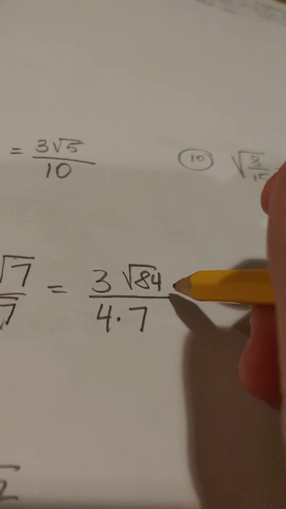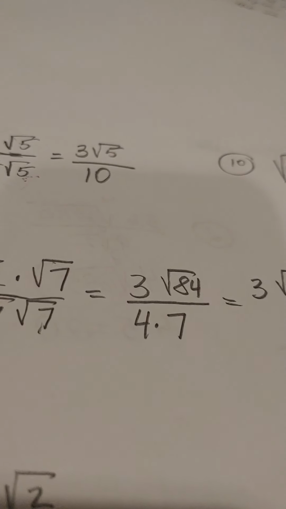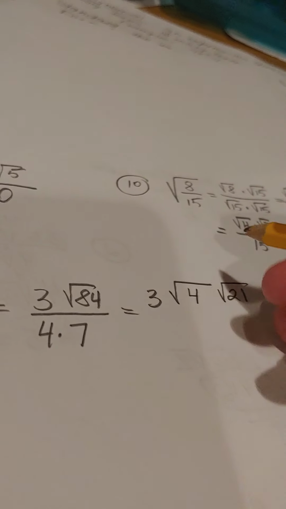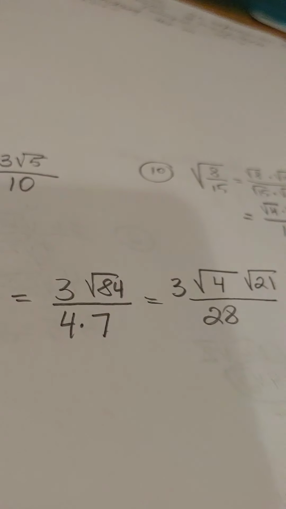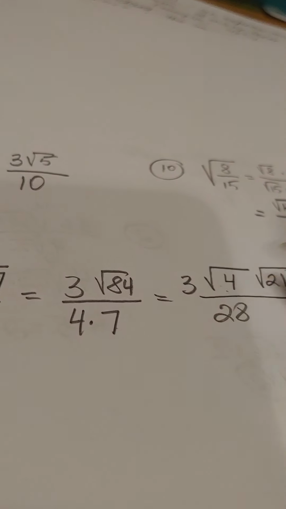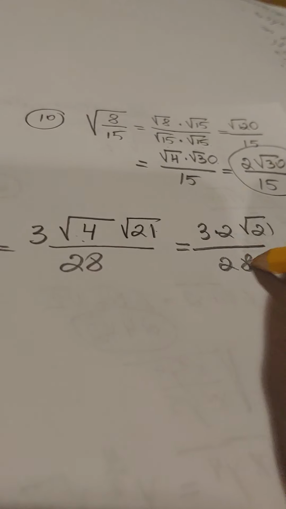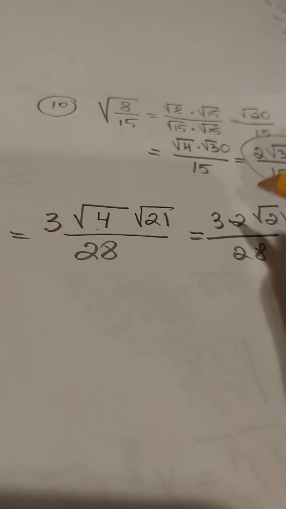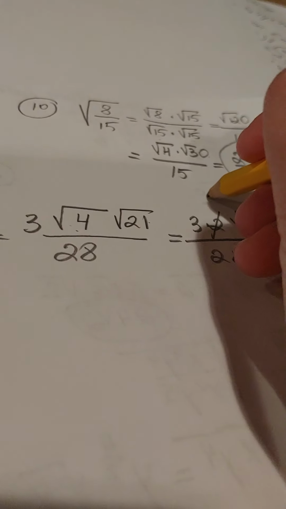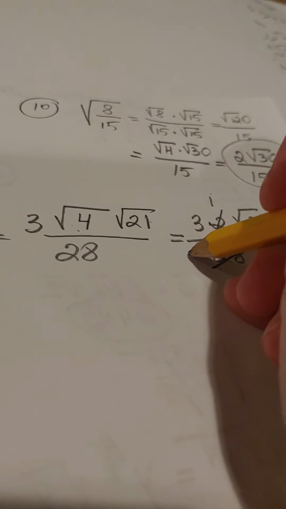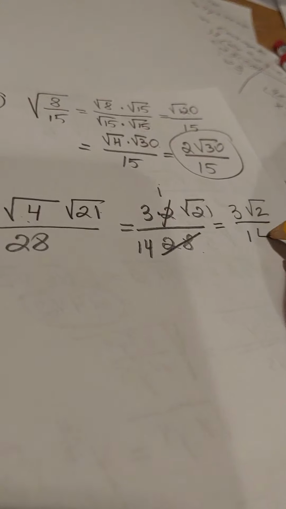Now, we want to simplify the square root of 84 by splitting 84 into 4 times 21. 4 times 21 is 84, over 28 because 4 times 7 is 28. Square root of 4 is 2, so it's 3 times 2 square root of 21 over 28. And then we see the 2 on top, 28 on the bottom. We can reduce it by 2. So 2 divided by 2 is 1. 28 divided by 2 is 14. So your final answer is 3 square root of 21 over 14.